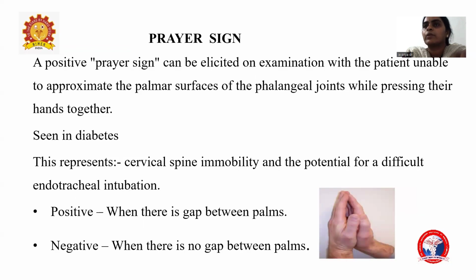Then the prayer sign. A positive prayer sign is exhibited on examination when the patient is unable to approximate the palmar surfaces of the phalangeal joints by placing their hands together. This represents cervical spine immobility and potential for a difficult endotracheal intubation. Positive when there is a gap between the palms. Negative when there is no gap between the palms.